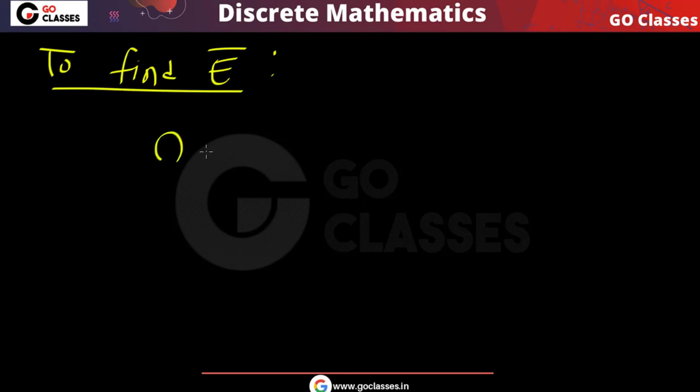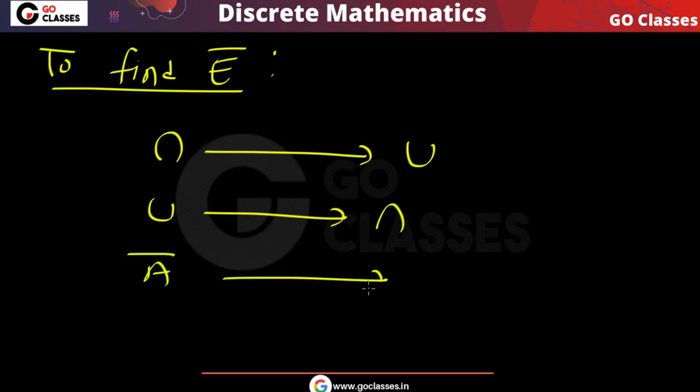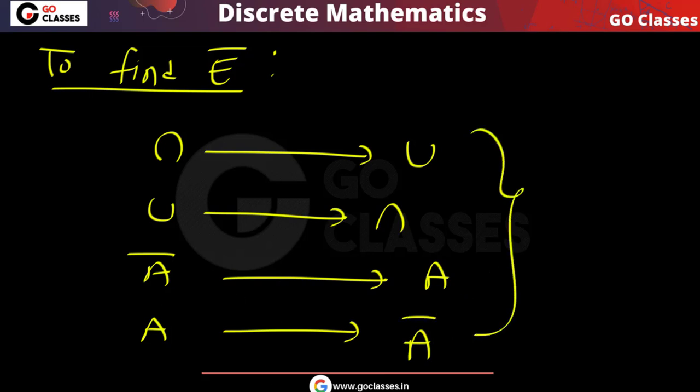To find E complement, what you can do is change the intersection to union, change the union to intersection, and if there is A complement you make it A, and if there is A then you make it A complement. Only this is the idea you have to apply.